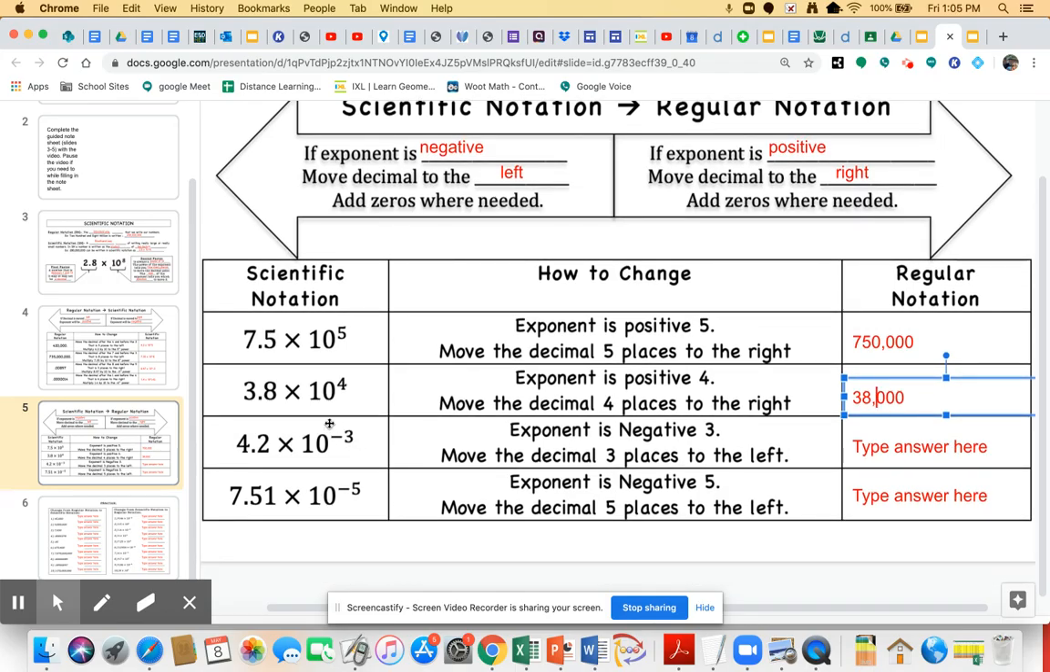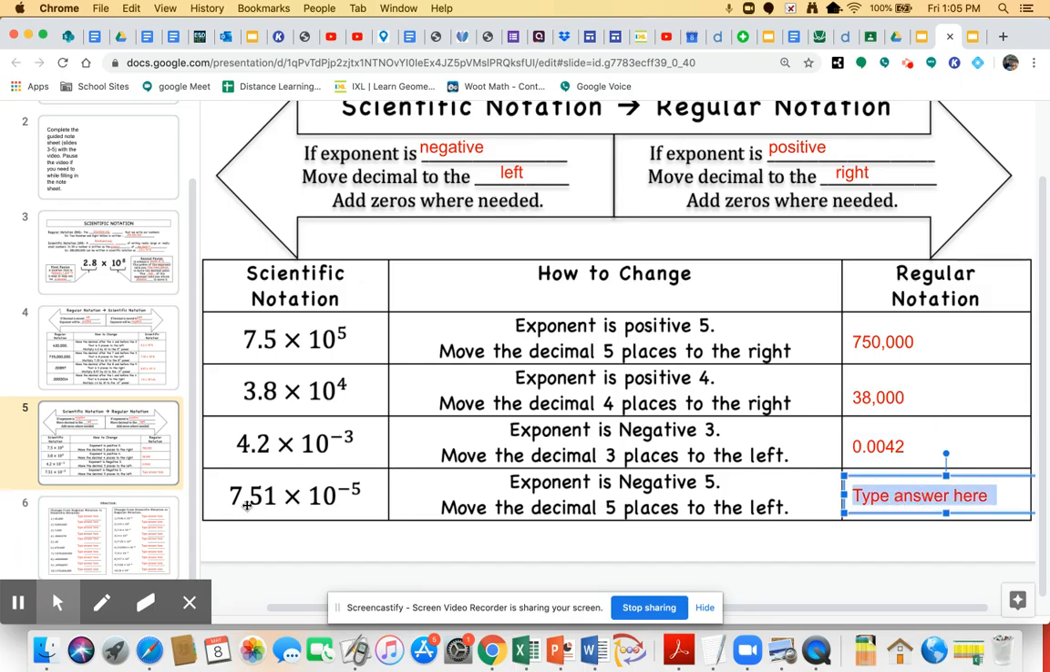Now these last two, we've got negative exponents. And so when we have negative exponents, that means we go to the left. So here from 4 and 2 tenths, I'm going to go over 1. I'm going to go 2, 3. So that looked like I was adding 2 zeros there. So 0.0042. And let's just check that. So we were right here at 4.2. 1, 2, 3 spaces.